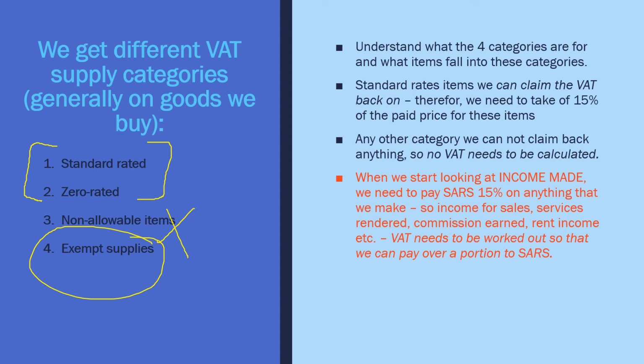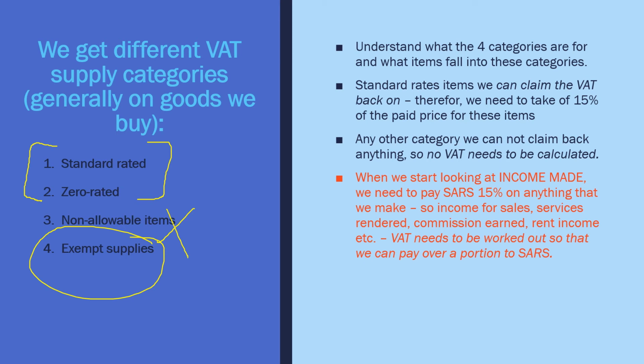Okay, so that is on things that we buy. We'll either pay VAT and then be able to claim it back, so we'll work out the 15% so that we know what the 15% is that we are going to get back. If that item is zero rated, the VAT was 0, so there's no need to work it out. If that item was a non-allowable item, we also don't need to work it out because we're not going to get it back anyway. If that item was an exempt item, it has no VAT, so no need to work it out.